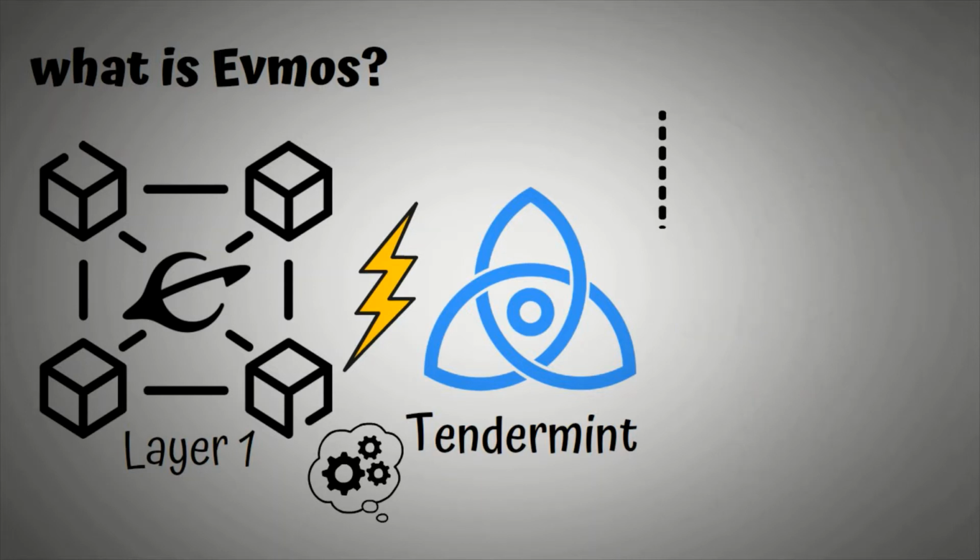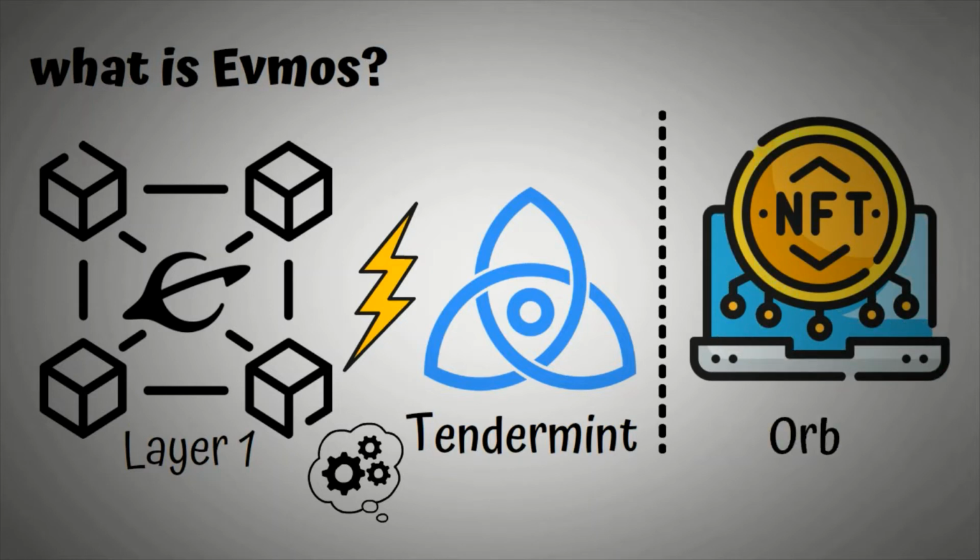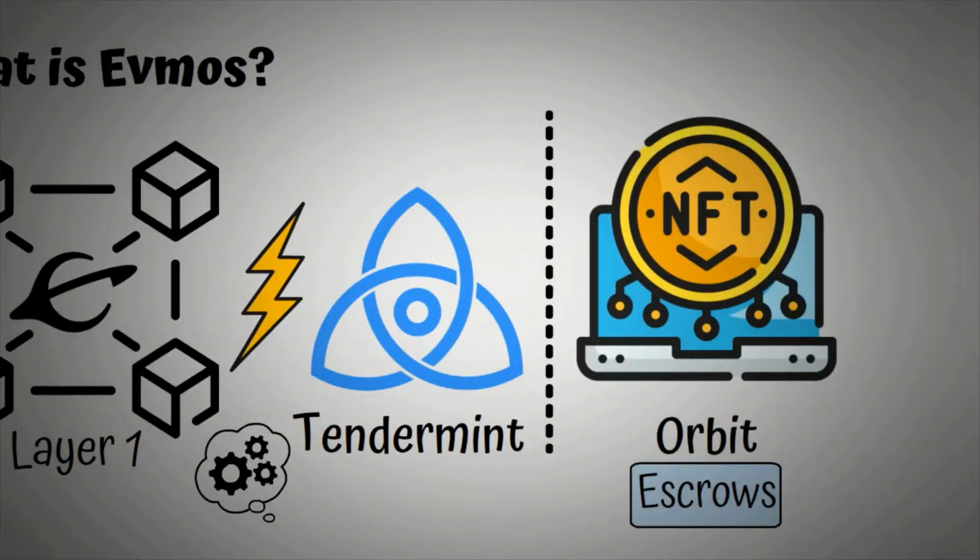For instance, Evmos supports NFTs. The first NFT marketplace, called Orbit, launched in May. Users on Orbit can trade NFTs without mandatory escrows, meaning their assets stay in their wallet while they're listed.